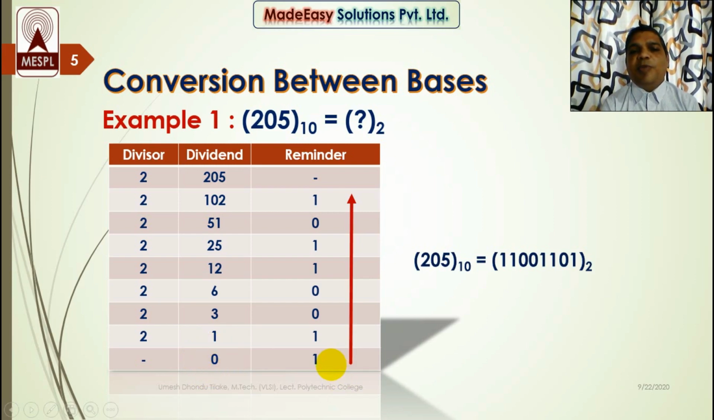Now consider the remainders in reverse order. So I have considered them in reverse order. So 1 1 0 0 1 1 0 1 is the binary equivalent of this decimal number 205.